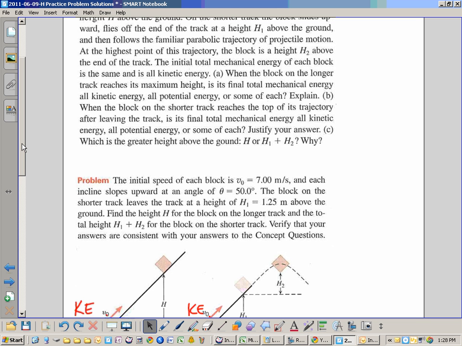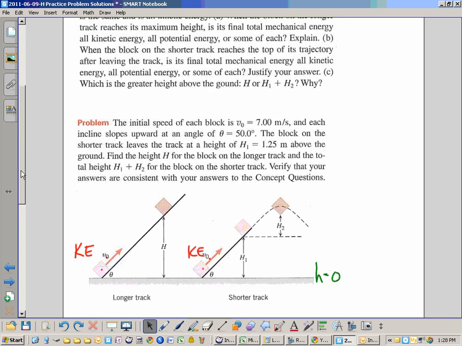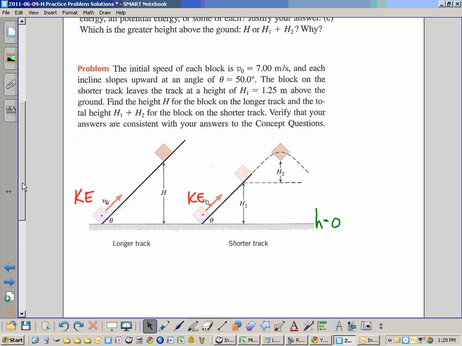reaches maximum height, is its final total mechanical energy all kinetic, all potential, or some of each? So this one goes up to here, and what does it do when it reaches its maximum height? It comes instantaneously to rest, right? So V final is equal to 0. Kinetic energy is 0, so mechanical energy is all potential energy, isn't it?